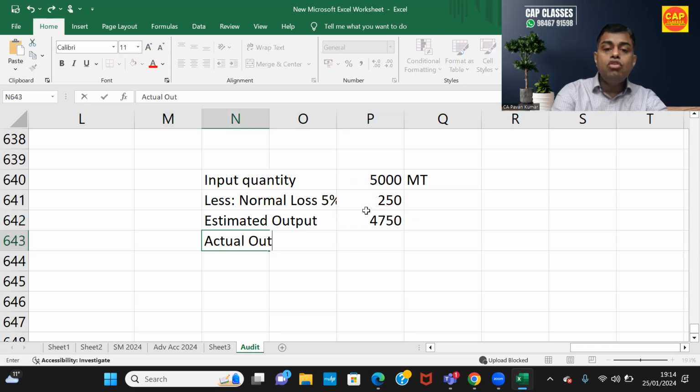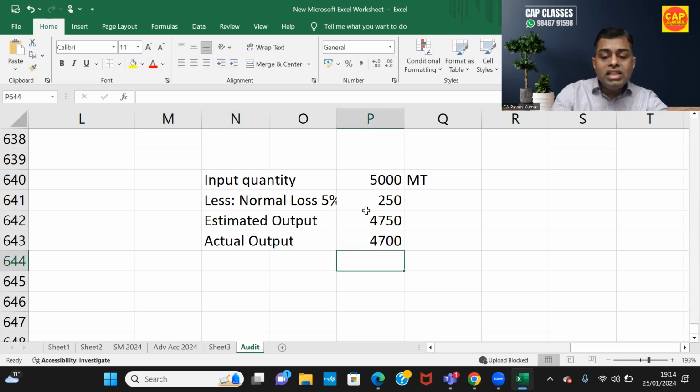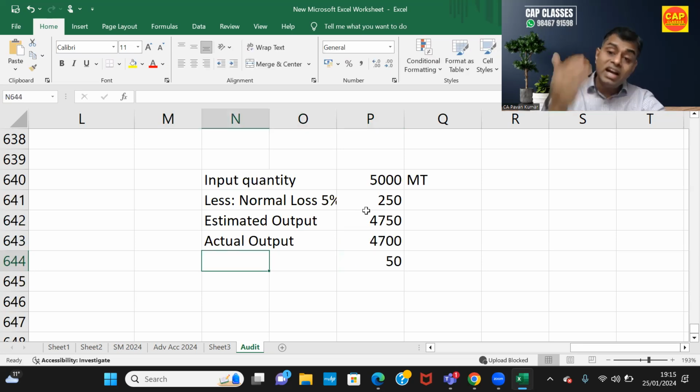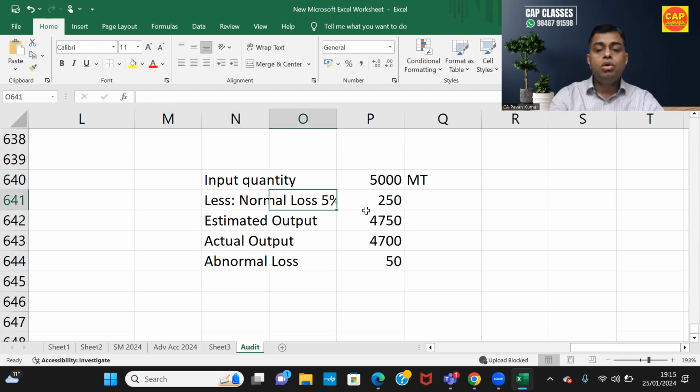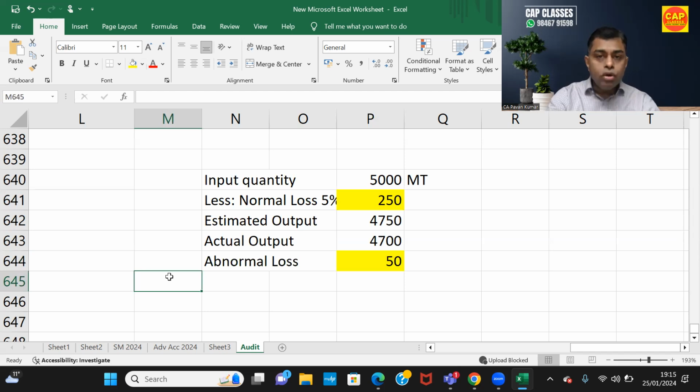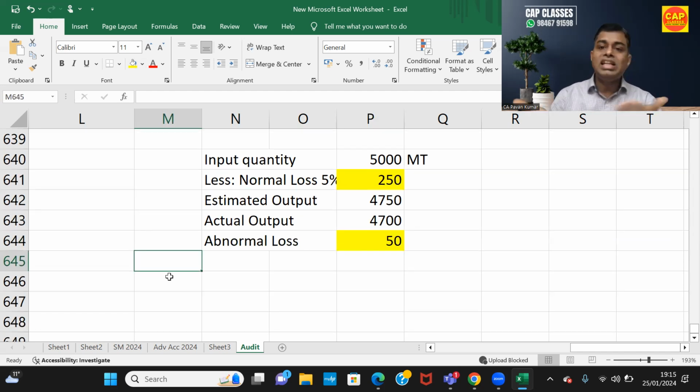Now what is actual output? 4,700. Now you tell me, what do you call this another 50 shortage? You thought 250 shortage will be there, but there is total 300 shortage. So this 50 is called what? Abnormal loss. So this 250 is normal loss. This 50 is abnormal loss. What is the rule? Normal loss, include in cost. Abnormal loss, charge it to P&L as a loss. Normal loss actually forms part of cost. Abnormal loss should be treated as loss and charged to P&L.